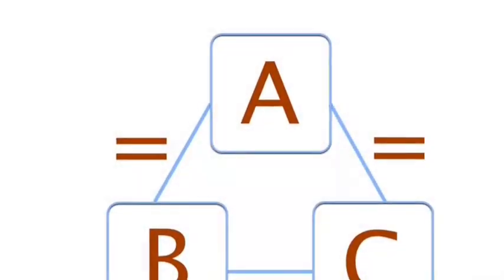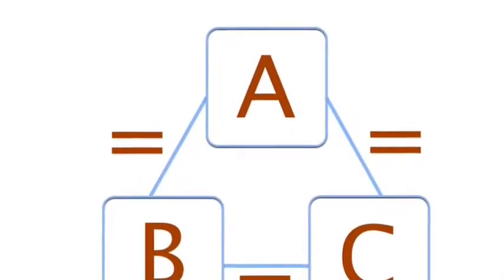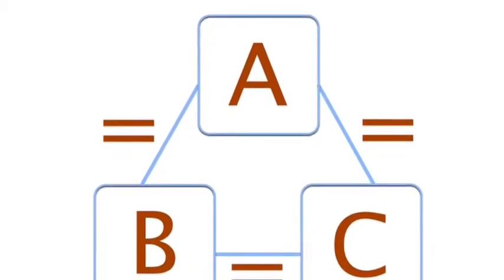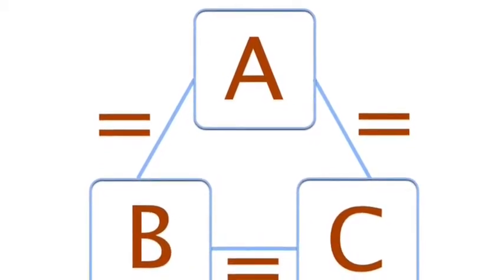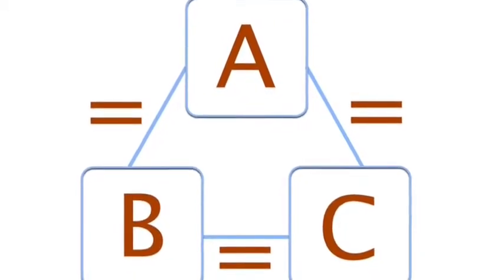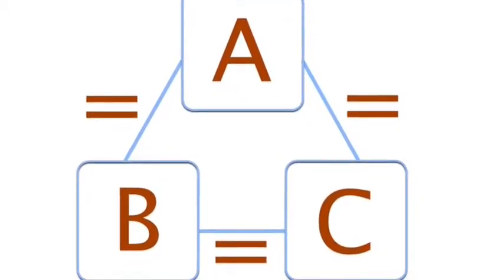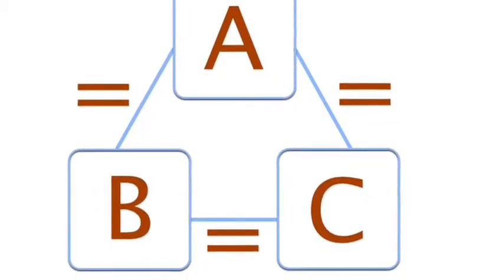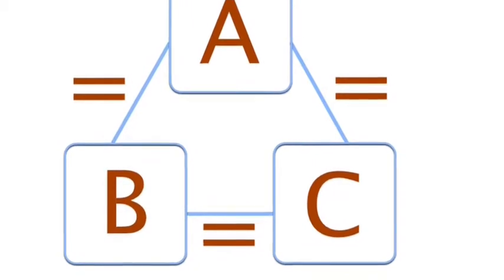The main concept of the 0th law of thermodynamics is that if two thermodynamic systems are in equilibrium with a third one, both of those two systems are also in thermal equilibrium. This can be expressed mathematically as A equals B, B equals C, so therefore C must equal A.